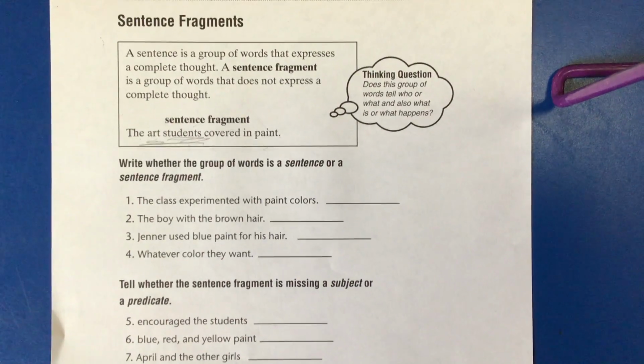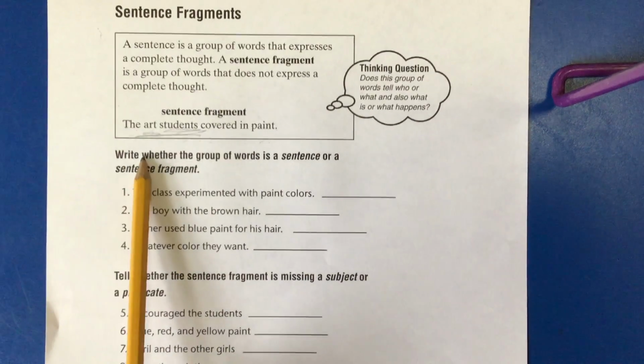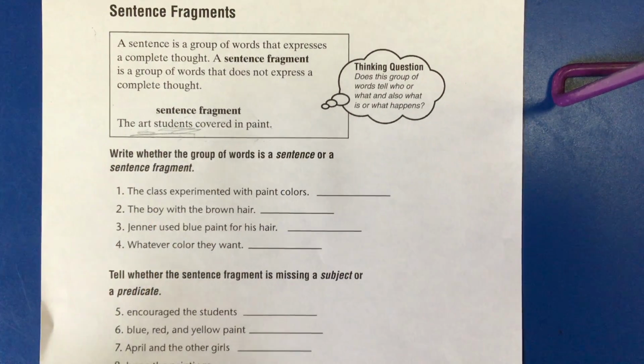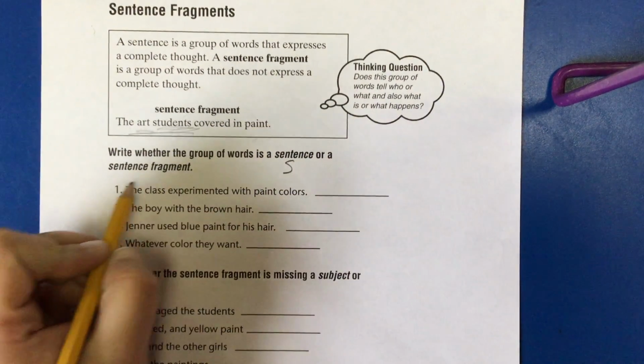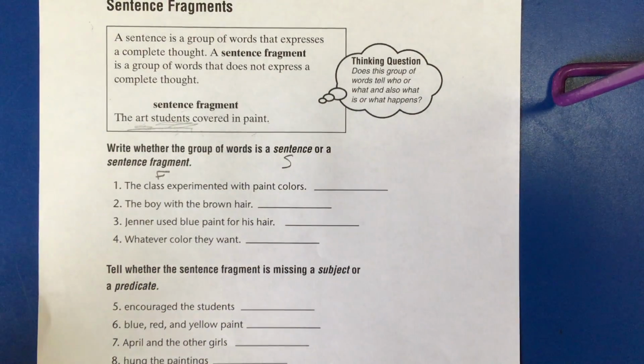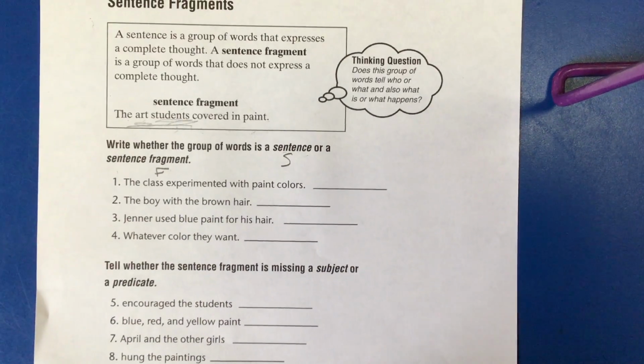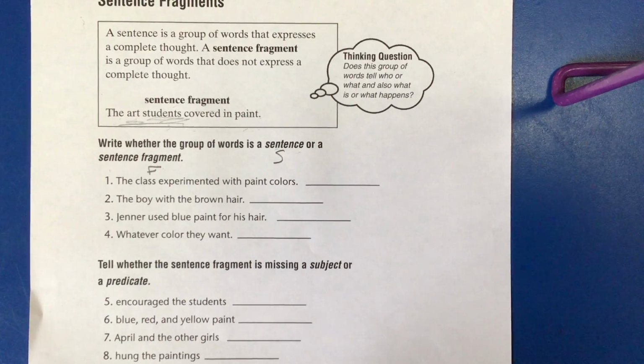So on your paper, you're going to write whether the group of words is a sentence or a sentence fragment. And if you want to write just S or F, that is perfectly okay with me. You don't have to write sentence or sentence fragment. If you want to, that's fine, but you don't have to.